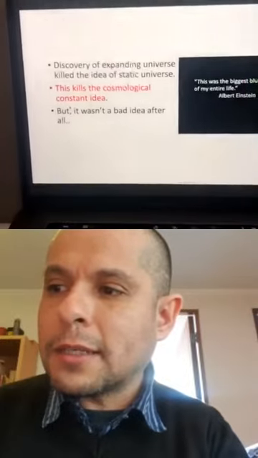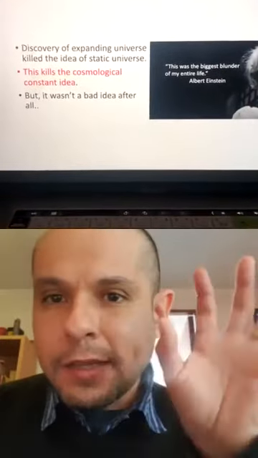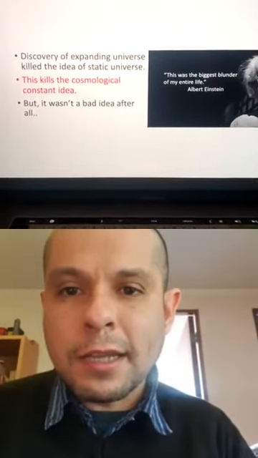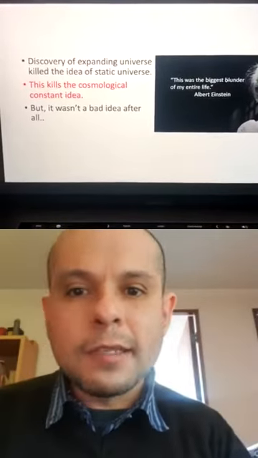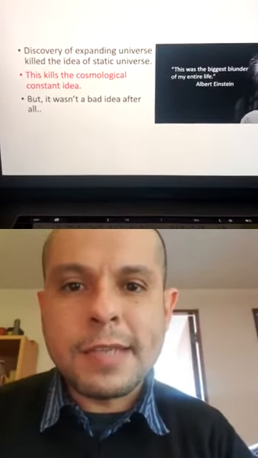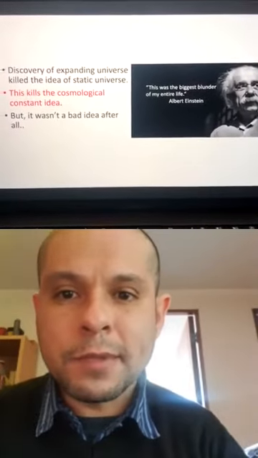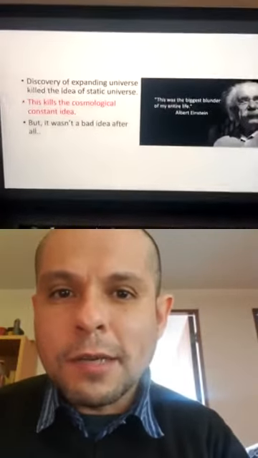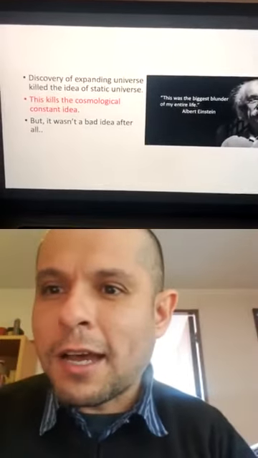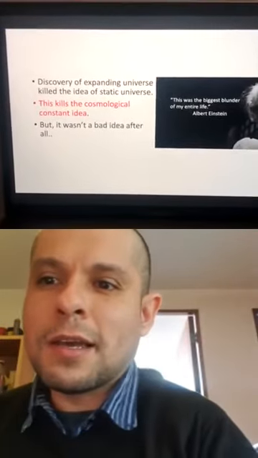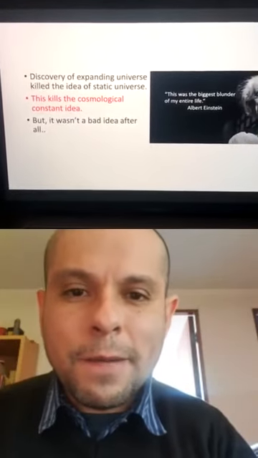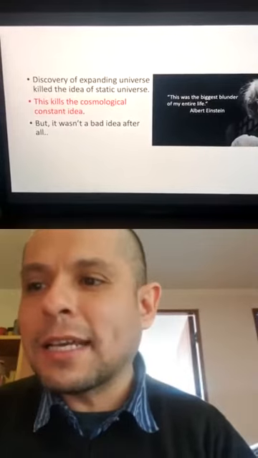So Lemaitre basically discovered, using Hubble's findings, that the universe was expanding, and this killed the idea of a static universe that was Einstein's idea. And this also killed the cosmological constant idea, which disappeared. And actually, legend says that Einstein said it was the biggest blunder of his entire life. But it wasn't such a bad idea after all.